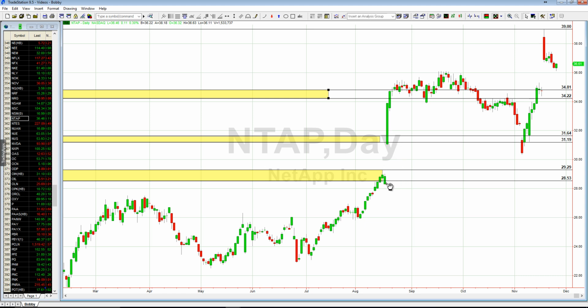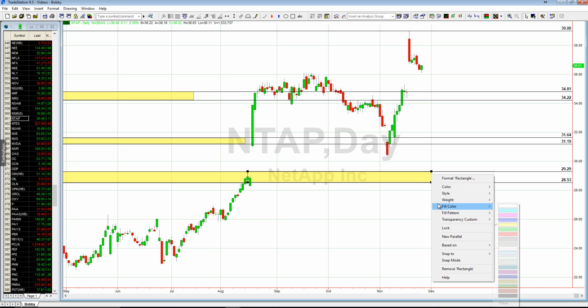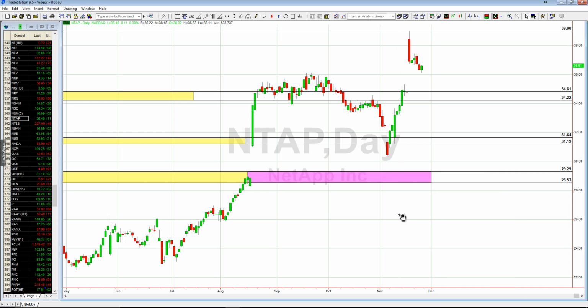But once this breaks through, then we take in this area, which is now demand. Okay, and I plot this on my chart, and I use a fill color of aqua.